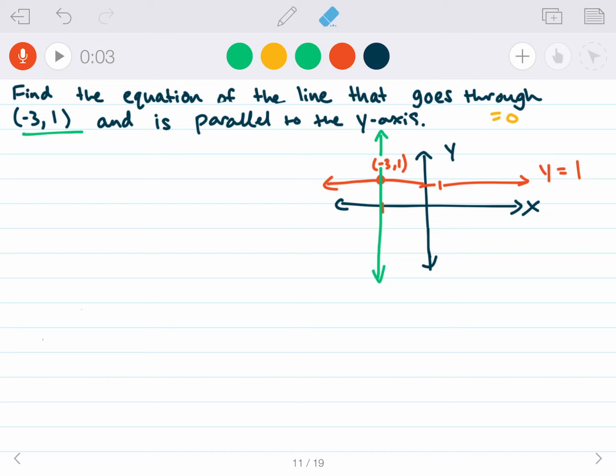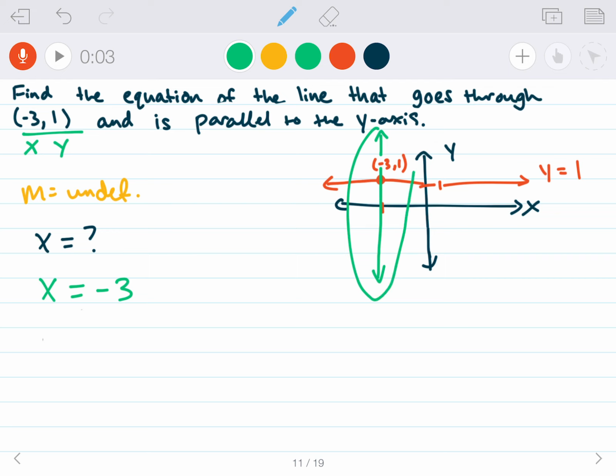This is going to be our line. And this time the slope is not 0. Here, the slope is undefined. And when the slope is undefined, that means we have x equals something. Well, what is that something? Well, it has to be the x that was given to us. We have x is -3, y is 1. So our answer here is x equals, well, the x that's given is -3. So that is going to be the line that's parallel to the y-axis that passes through -3, 1.